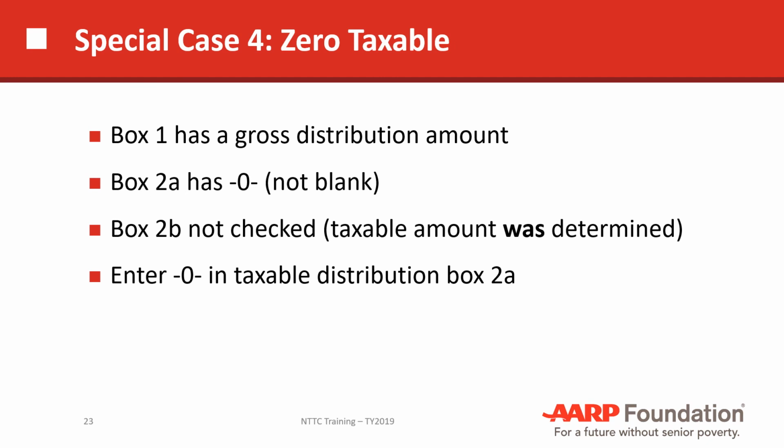Now, here's another case, zero taxable. Box 1 has a gross amount. Box 2A has 0, but it's not blank. Box 2B is not checked, so the taxable amount has been determined, because if box 2B had been checked, it would be taxable amount not determined. So the taxable amount has been determined, and it's been determined to be 0. So you enter 0 in the taxable distribution on box 2A in TaxSlayer.